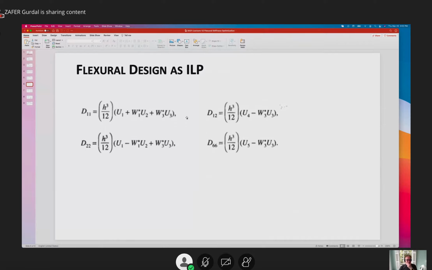Capital U's are the invariant material properties, and H cubed is there, so the thickness is coming in as cubed. But if we normalize the D with the constant stiffness, then these are not going to be important. So for constant thickness design problems, where you say, I'm just going to have 16 plies or 24 plies, this is a known number. And that's why thickness minimization, we're not going to talk about that right away. We are going to first deal with problems where the thickness is fixed. And then we're going to find the lamination parameters, bending lamination parameters, W1 star and W3 star, to optimize some performance.